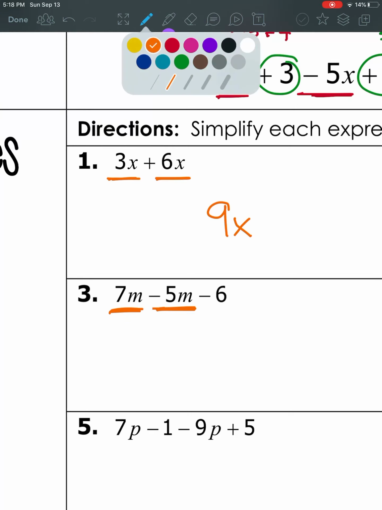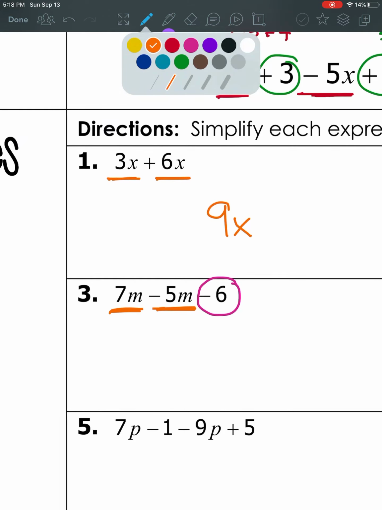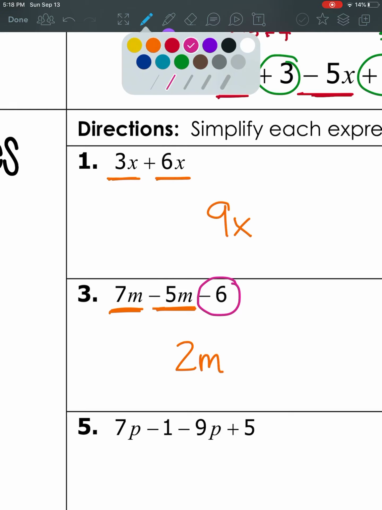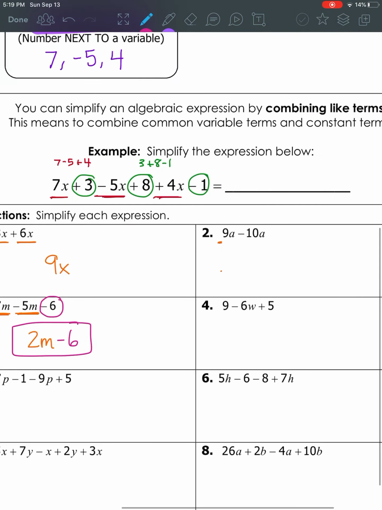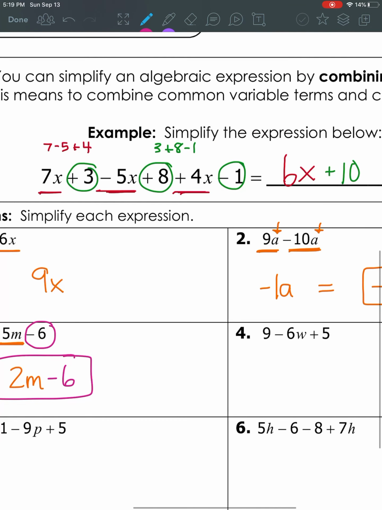Now, let's look at this one. We have 7m minus 5m. Those both have the term m on it, but then this last term does not have a variable m on it, so it's a different term. We can't combine it in with the m's, okay? So we're going to combine 7 minus 5, so we have 2 m's. Now the minus 6 or -6, same thing, there's nothing we can combine it with. There's no other constants, so 2m minus 6 is simplified as far as we can go, okay?